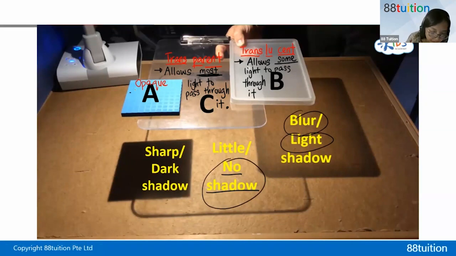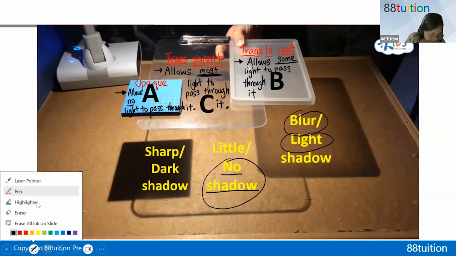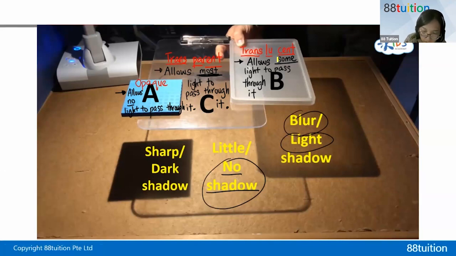Now, how about opaque material? Opaque material allows what kind of light to pass through? All right, allows no light to pass through it. All right, so please remember the words. Let me highlight in yellow. So most light, some light, and no light.